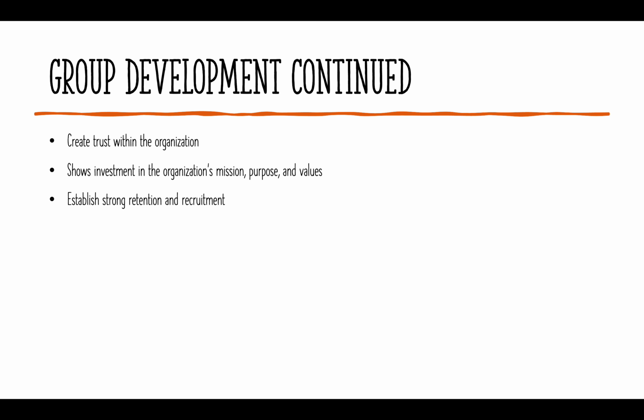And so I wanted to focus some time on, and you have 4 questions there on your form, to ask you, how can you create trust within the organization? How can you show investment in the organization's mission and purpose and values? And then how can you establish strong retention and recruitment for the rest of the semester, maybe the academic year, and then even beyond?